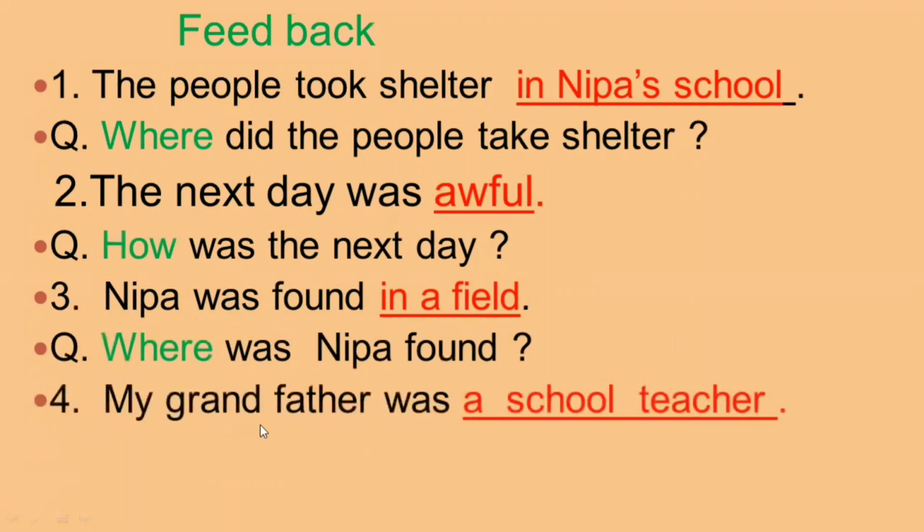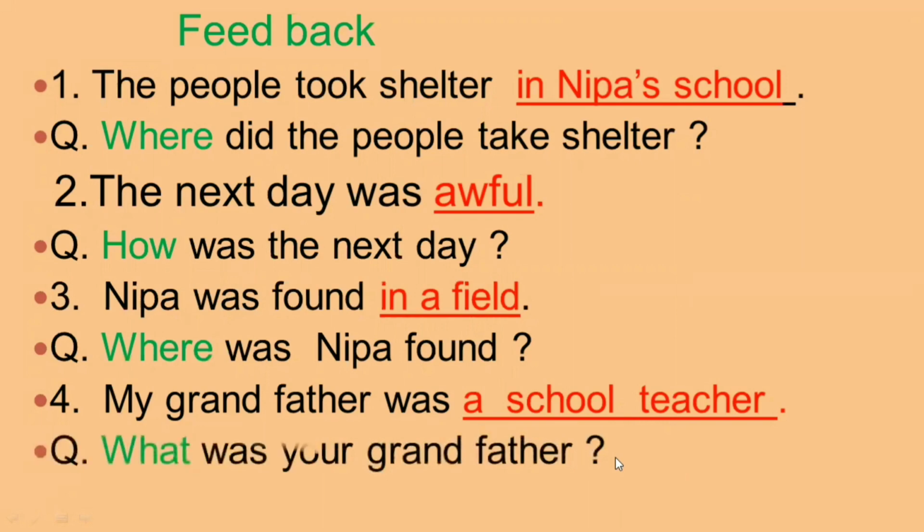Next, my dear student, my grandfather was a school teacher. The underlined word indicates the profession. So the WH word will be what? What? Yes. Then is there an auxiliary verb in the sentence? Was. What was? Then instead of my, you have to write your. Then, what was your grandfather? Then question mark. What was your grandfather?